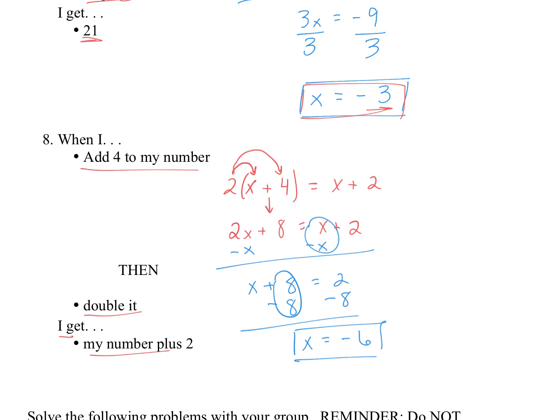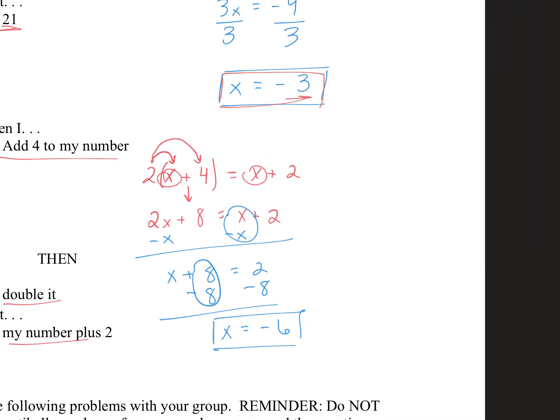So I'm just going to check my answer quick. Wherever I see an x in that original equation, I'm going to replace it with -6. So I have 2 times (-6 plus 4) equals -6 plus 2. I'm going to do what's in parentheses first. -6 plus 4, that's -2. So then I have 2 times -2 equals -6 plus 2.